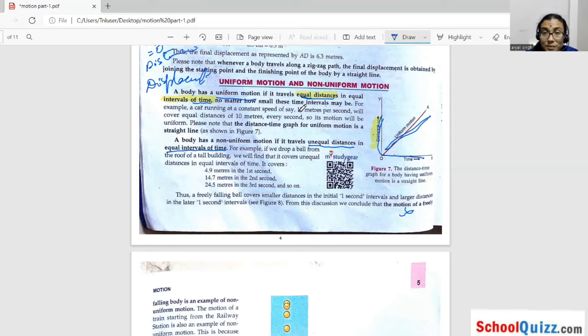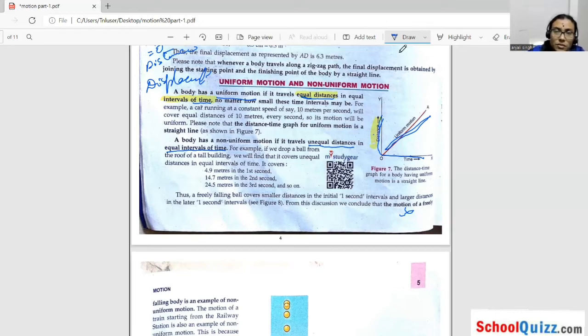Like when you're traveling in a train, when the station reaches, what will happen? When the station reaches, the speed of the train is slow. And after, when the train is moving in an outer area, the speed is very high. So there is unequal distance in equal interval of time. Clear? I think it's clear.